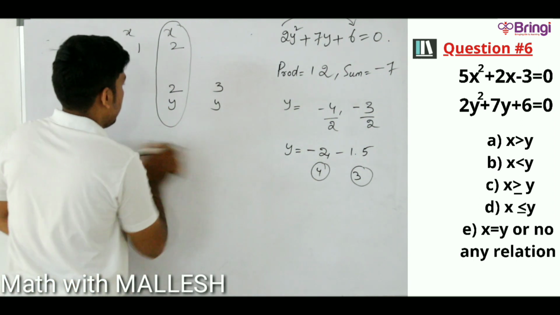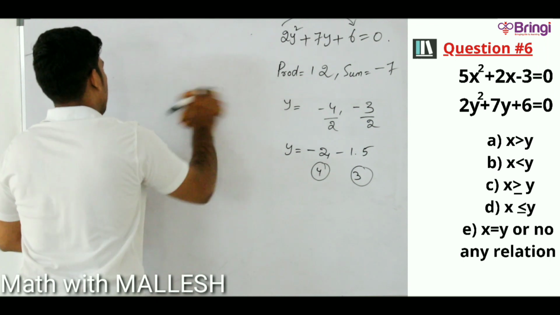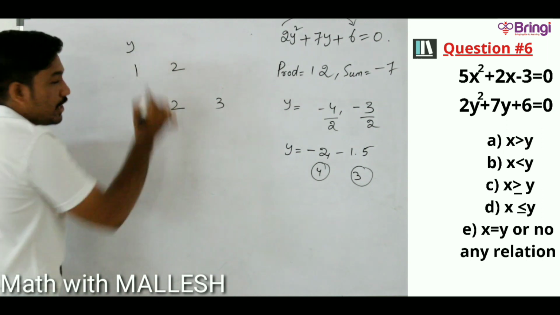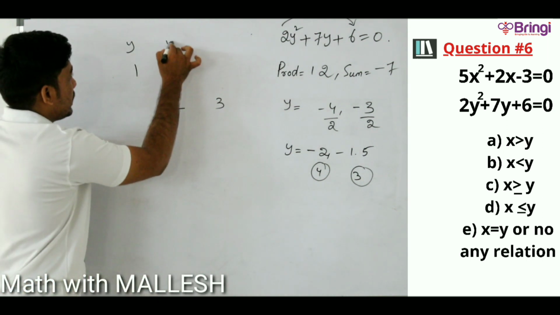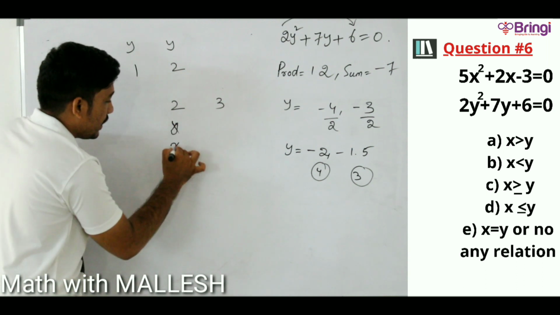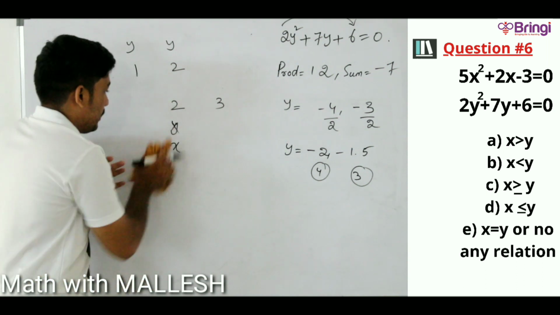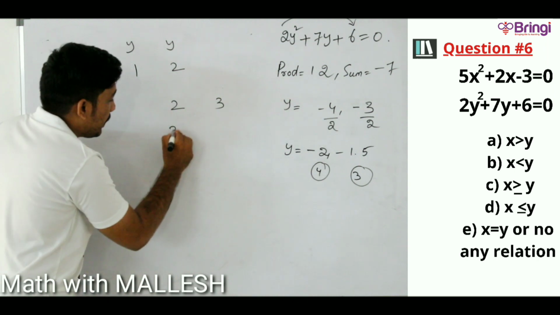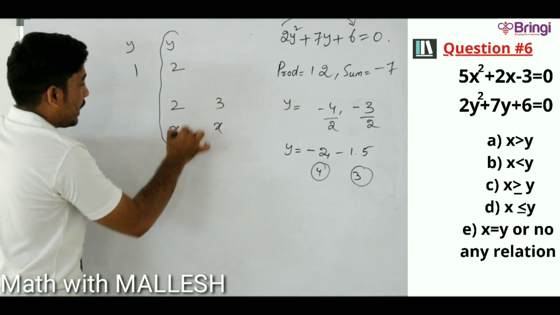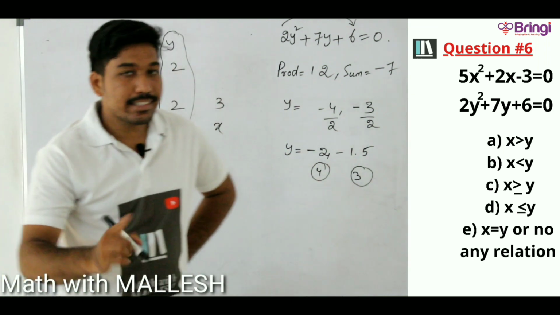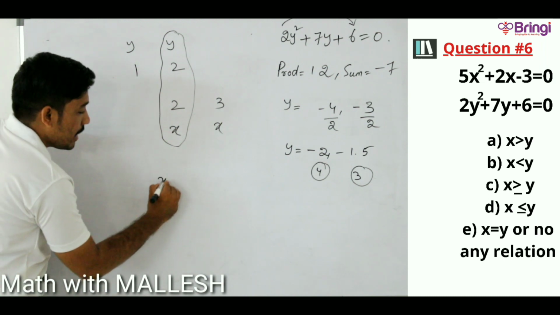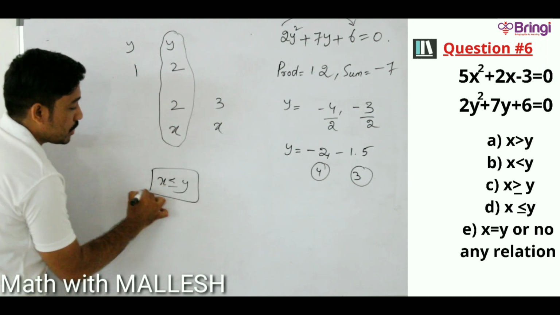And the fourth option, 1 2 2 3: the first occupied by y, the second occupied by y, the third occupied by x, and again the second occupied by x, the third occupied by x. If you observe, again the second position is shared by x and y, same. And who occupied the first position? Y. Means x less than or equal to y.